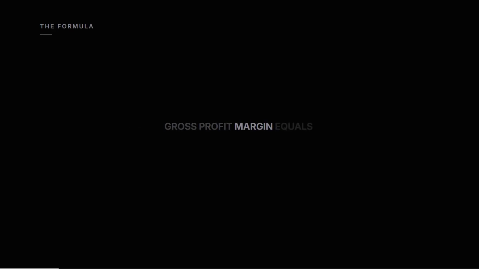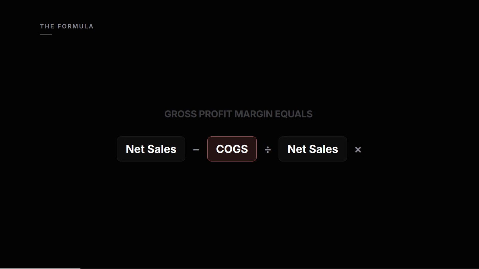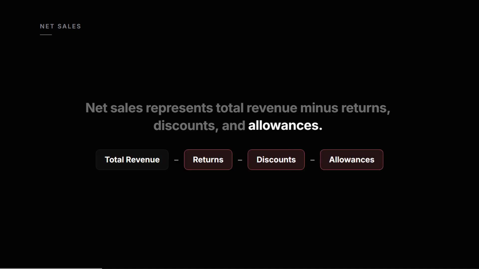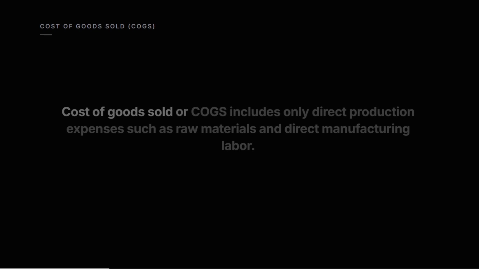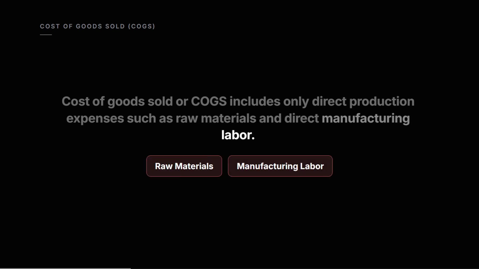Gross profit margin equals net sales minus cost of goods sold, divided by net sales, multiplied by 100. Net sales represents total revenue minus returns, discounts, and allowances. Cost of goods sold, or COGS, includes only direct production expenses, such as raw materials and direct manufacturing labor.